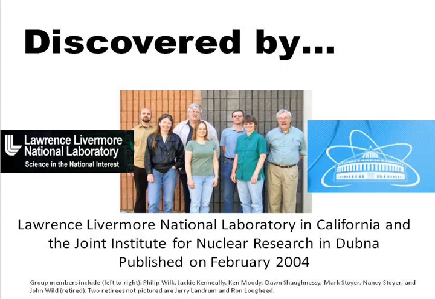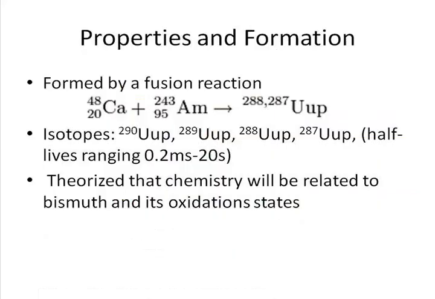Four isotopes have been found. All are unstable and decay within 300 milliseconds. Not many properties of element 115 have been studied, but it is theorized that it will have an oxidation number similar to that of bismuth.